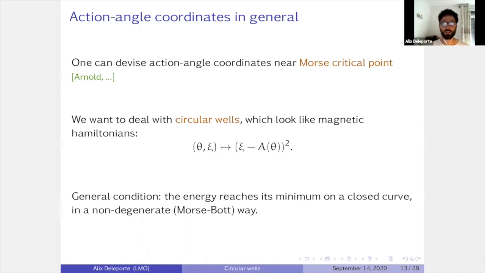But we're interested in a setting which is not Morse. Our toy model was the following: the function P naught, to theta and psi, you associate theta minus a of psi, squared. And this is not Morse. This reaches its minimum on a closed circle.